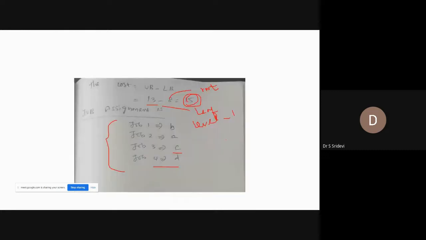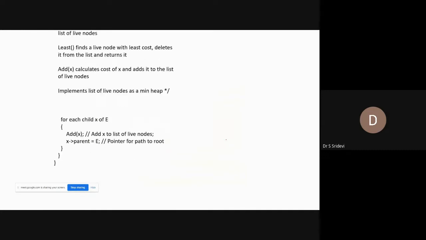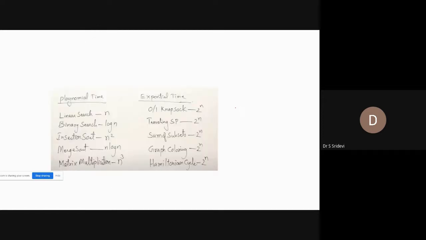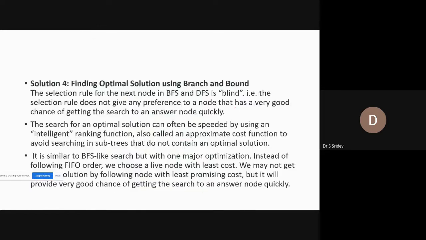Is it clear? So this is the corresponding algorithm. You just go through it. You just go through this algorithm. Okay.